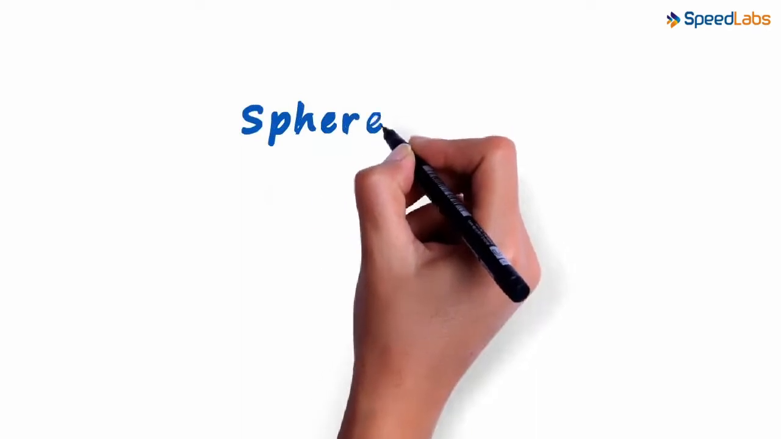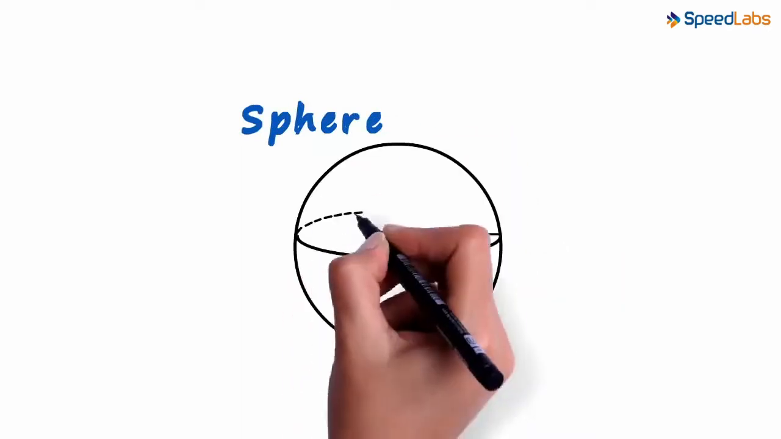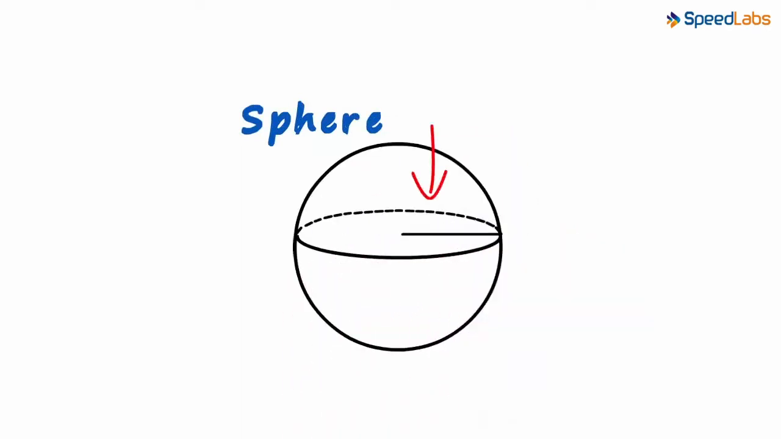Today, we look at the surface area and the volume of a sphere. This is how we can draw a sphere. The dotted portion is what cannot be seen from the front view. And this is the center of the sphere. And let R be its radius. Don't forget, every point on the sphere is equidistant from its center.